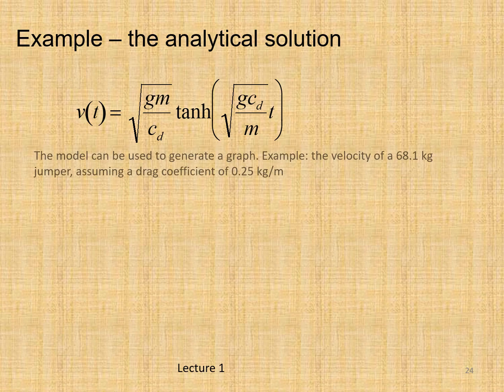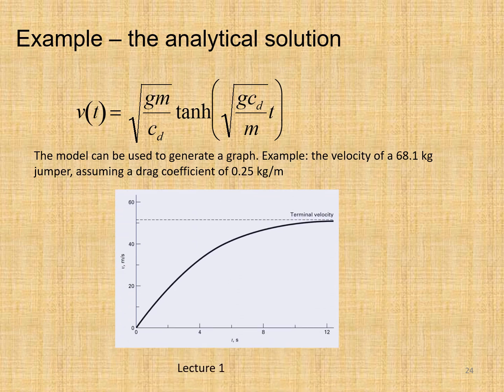So the analytical solution is you can solve this equation for velocity, and you can have a graph like this. This is analytical. So you solve the whole equation, calculate the velocity at each and every point, and plot a graph like this. This is called the analytical solution.